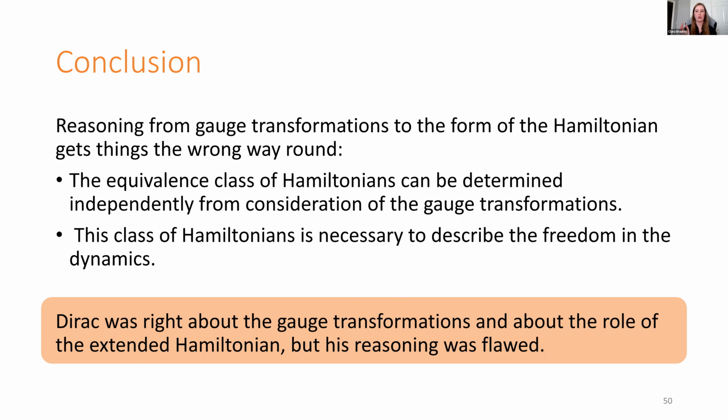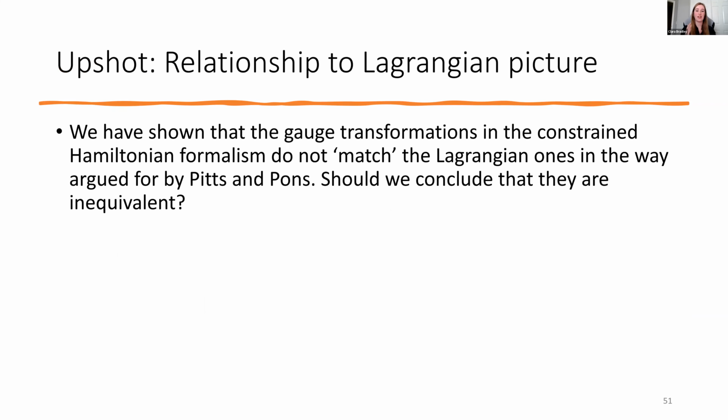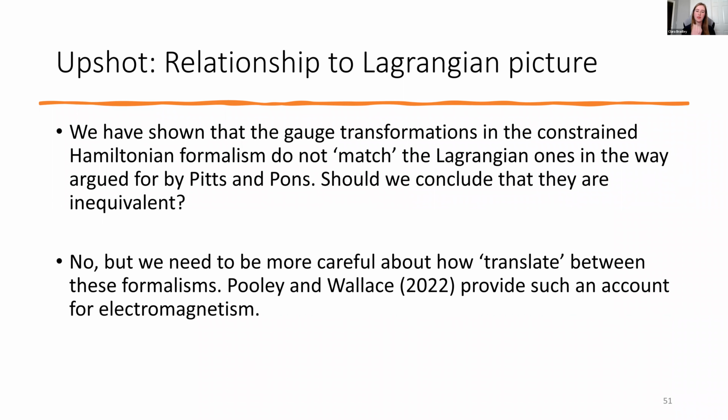So finally, just to go back to some of the points I made earlier about why this question is interesting. Firstly, this question about the relationship to the Lagrangian picture. So what I've shown is that the gauge transformations in the constrained Hamiltonian formalism don't match the Lagrangian ones, at least in the way argued for by Pitts and by Pons. So should we conclude that these pictures are not equivalent? Well, I don't think so, but I think what it shows is that we need to be more careful about how we really translate between these two pictures. And I think this paper by Pooley and Wallace provides a good account of how one does this in the case of electromagnetism.